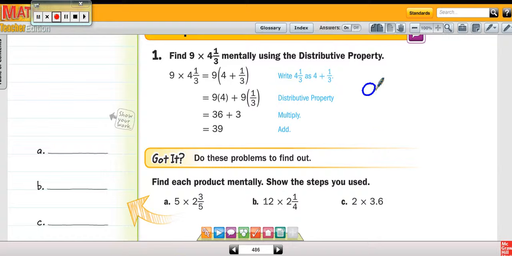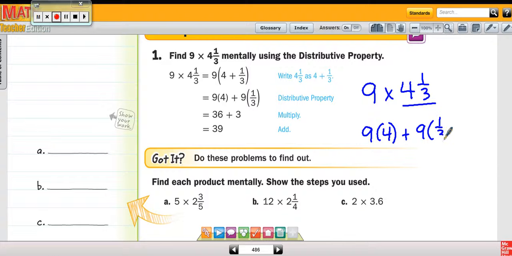Okay, so what I really have here is 9 times 4 1/3. But I'm going to break apart this 4 1/3 because that's not very easy to handle mentally. So I could take 9 times 4, couldn't I? And I could take 9 times 1/3. Well, what's 9 times 4? 36. What's 9 times 1/3? It's 3. 1/3 of 9 would be 3. What's 36 plus 3? 39.